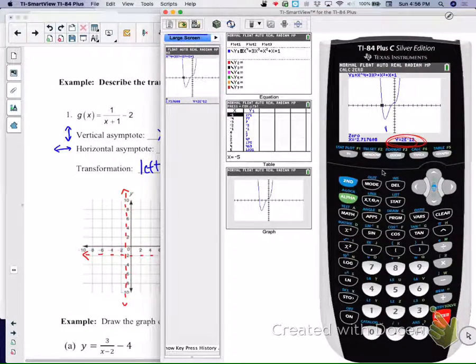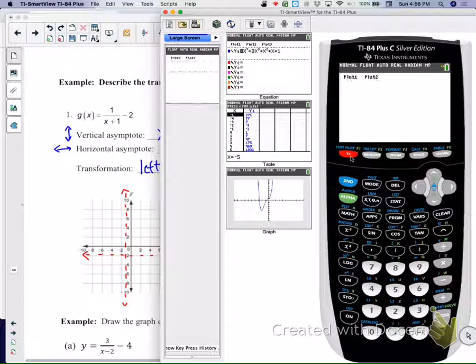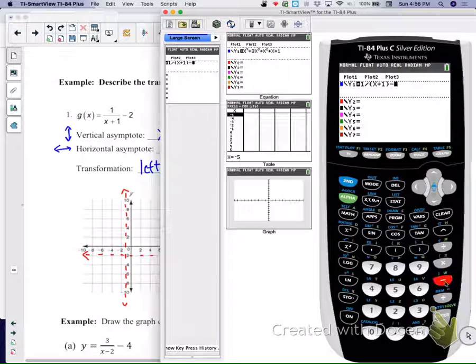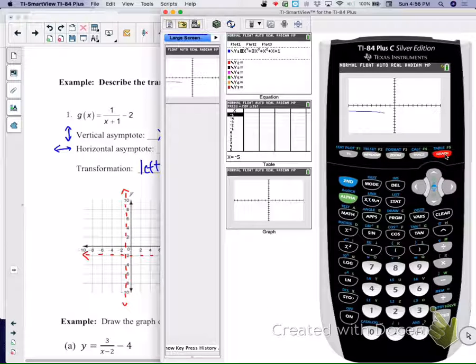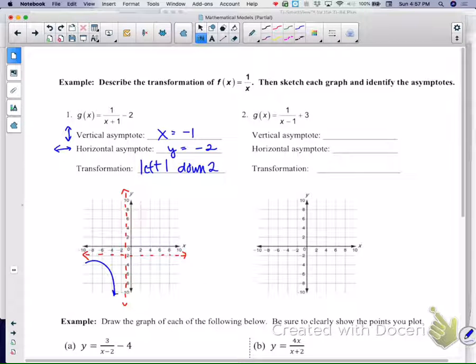Okay, so let me clear this out here. We go to y equals, hit clear, and type in 1 divided by x plus 1, and make sure that's in parentheses, minus 2. So there's my branch, and there's another branch. Now, the calculator does ask you to plot some points, so we could totally just sketch this. Actually, let's just sketch this one and do the points on the next one. So we're going to have a branch right here, and a branch right there. That's good enough for now.